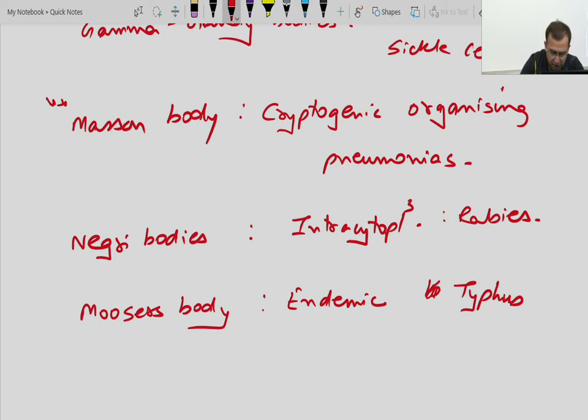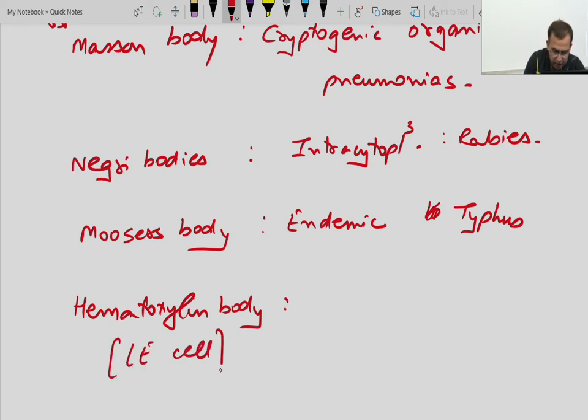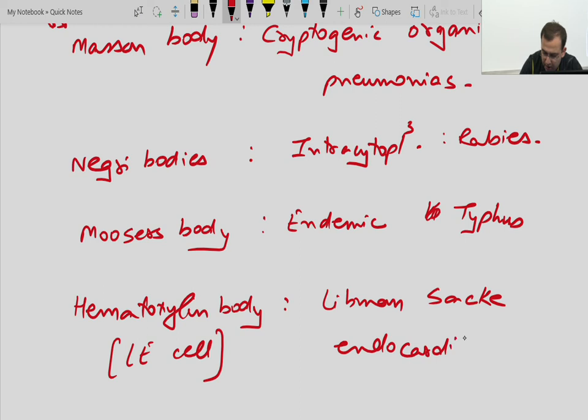And coming to the last one, that is the hematoxylin body, which is also called an LE cell. The hematoxylin body or LE cell is seen in lupus, SLE, that is Libman-Sacks endocarditis. SLE affecting the heart is called Libman-Sacks endocarditis.